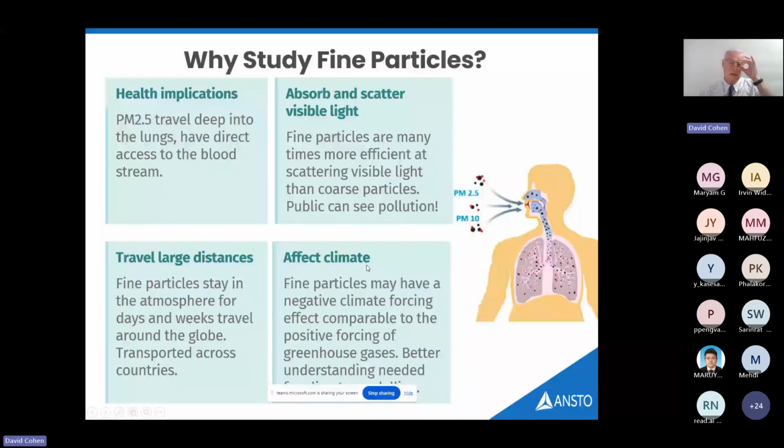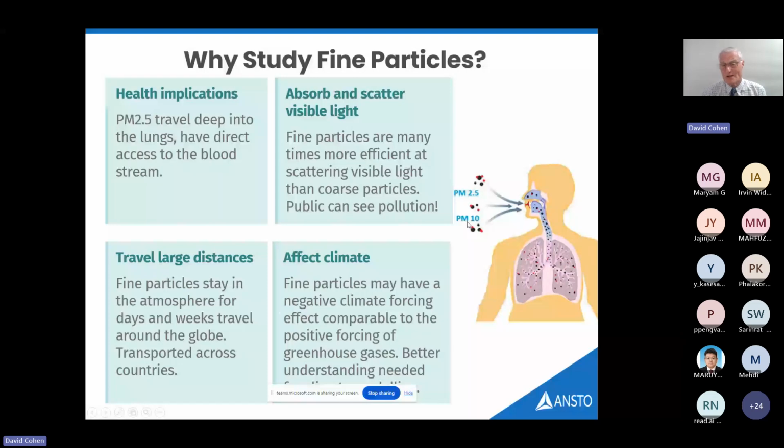Okay, so why use accelerators to study fine particle pollution? It seems like an odd sort of connection. There are four main reasons why fine particles are critical. First one is health implications. We define a parameter called PM2.5. That's particulate matter with diameters of 2.5 microns. Now that's really small.